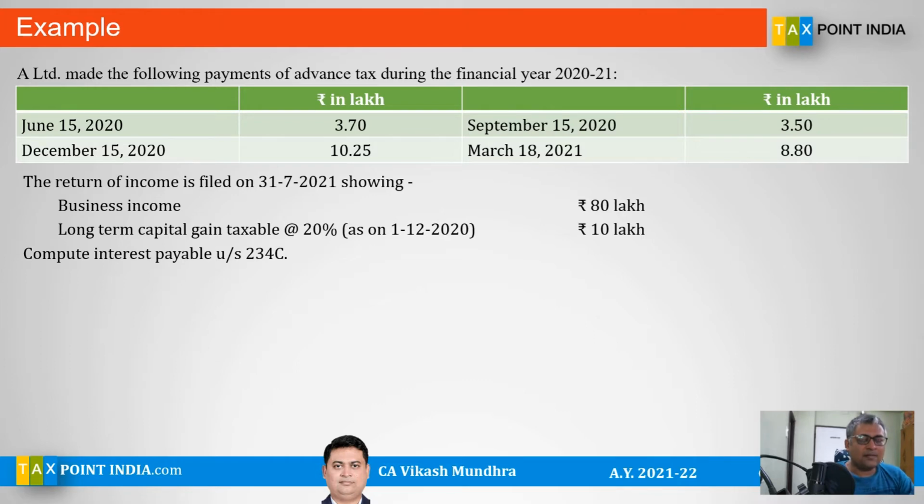First, this illustration covers the provision of section 234C. A Limited made the following payments of advance tax during the financial year 2021. On 15th June 20, the company paid 3,70,000. On 15th September, the payment against advance tax is rupees 3,50,000. Similarly, on December 15, it has paid 10,25,000. And on March 18, the company paid rupees 8,80,000.